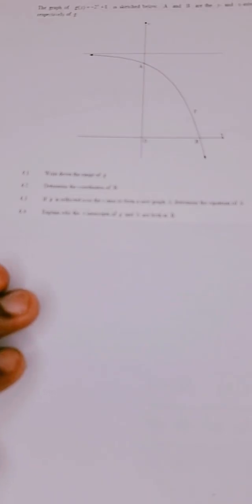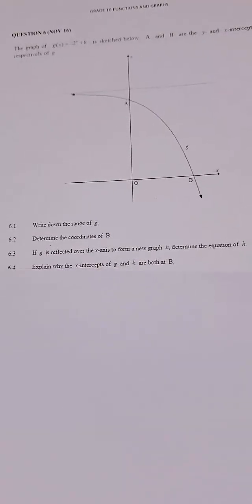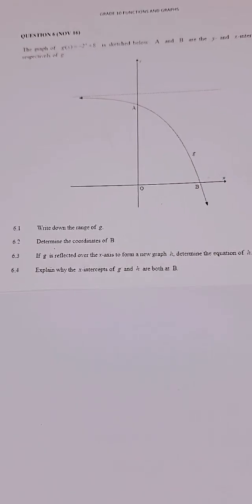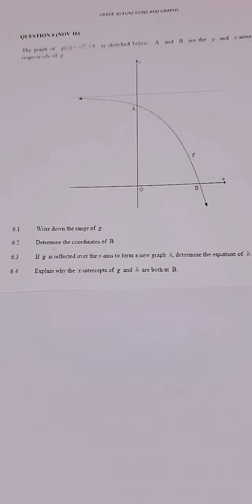Explain why, sorry, let's see. Explain why the x-intercepts of G and H are both at B. Can I just see you guys explain 6.4? Why are the x-intercepts of G and H both at B?